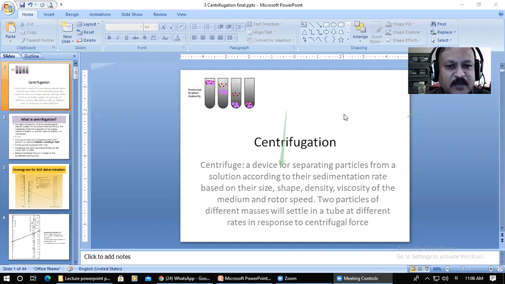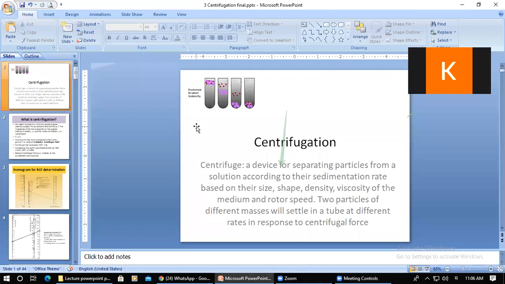Good morning, everybody. So today I'm going to start with a new instrument, and that is the centrifuge machine. I think you might have all used a centrifuge machine in your college laboratory. Can you tell me what was the use of the centrifuge machine? Why did you use it?